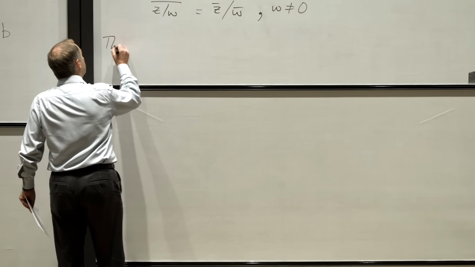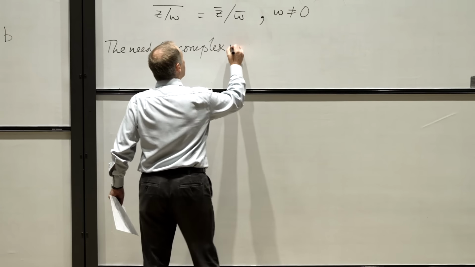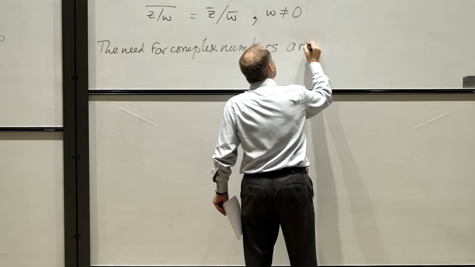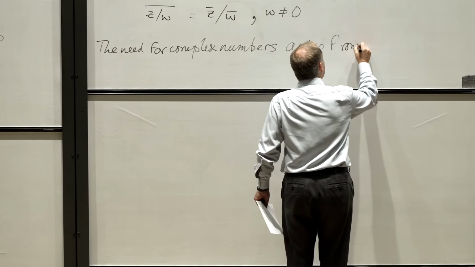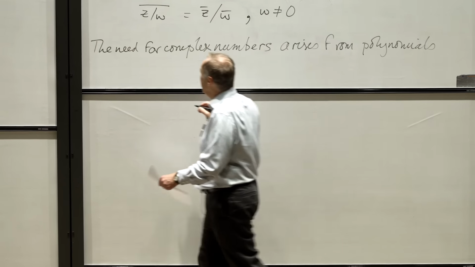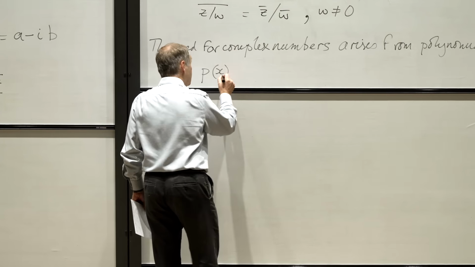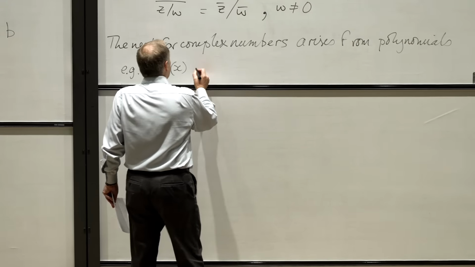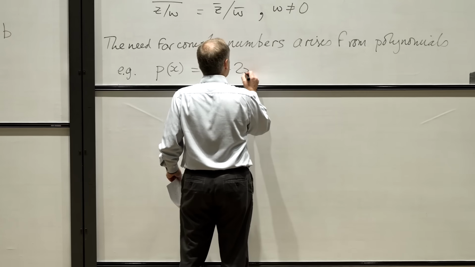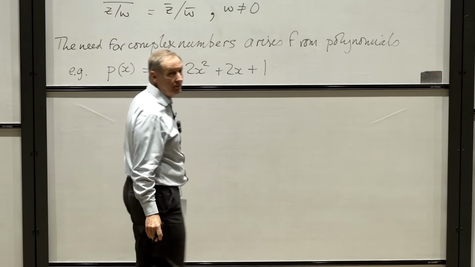Okay, the need for complex numbers arises from polynomials. Okay, so for example, if I have a polynomial, right? So here's a polynomial of argument, and I'll call the argument x. That's all right, isn't it? p(x) is equal to x cubed, so this is a cubic polynomial, plus 2x squared plus 2x plus 1. So there's a cubic polynomial, all right?